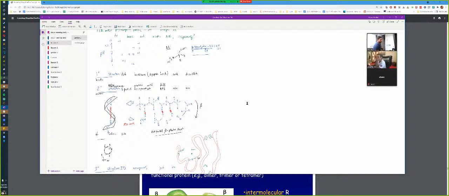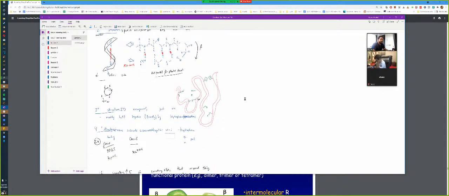And then for tertiary structure, I write it's the three-dimensional arrangement, and it's held together very loosely by essentially hydrophobic interactions.